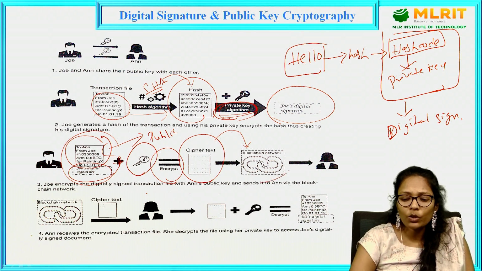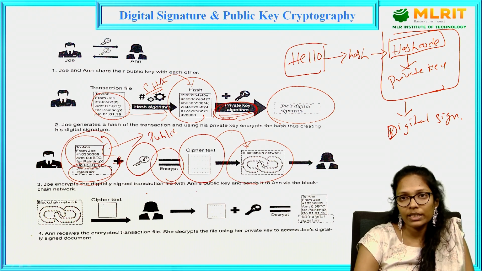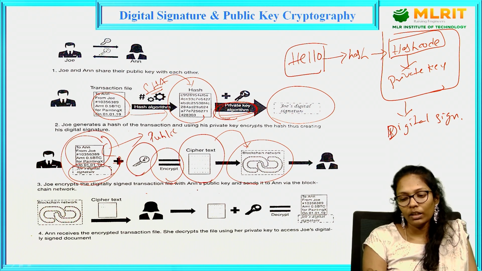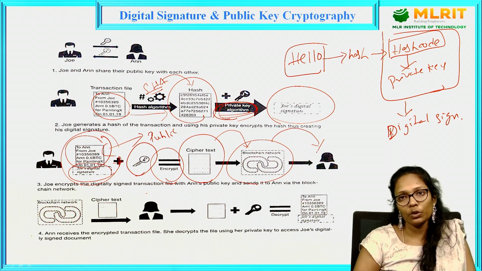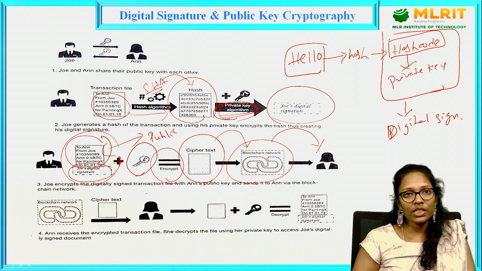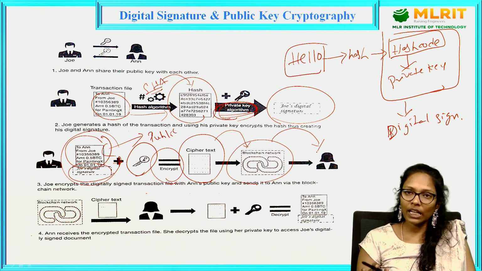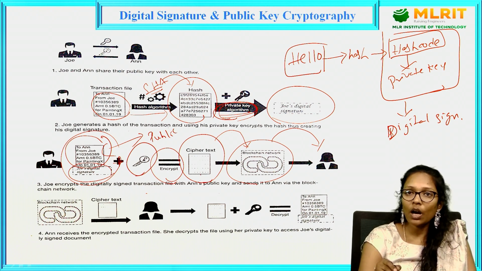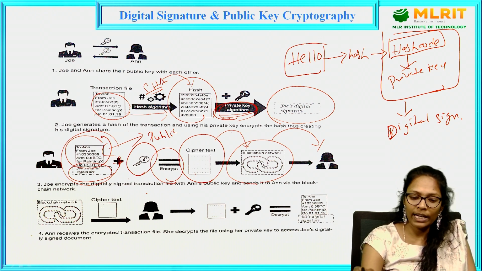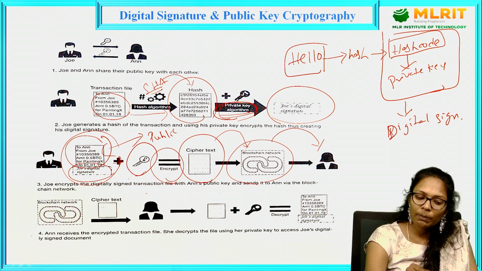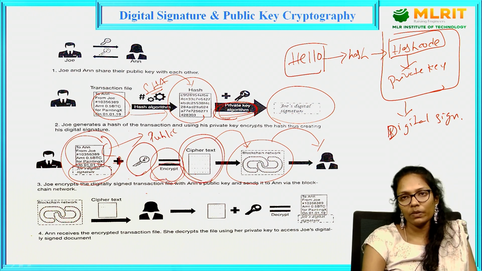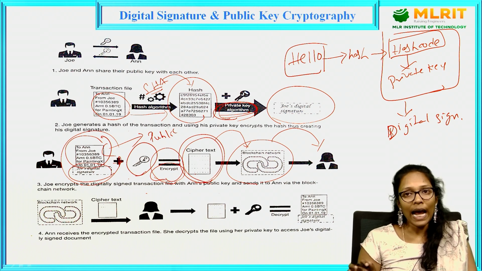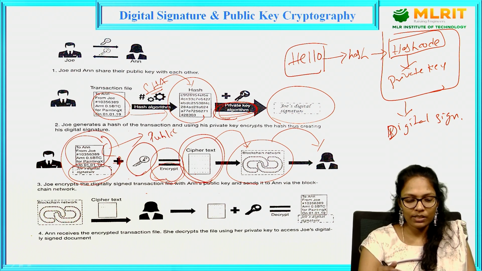So what will this blockchain network do? It will verify whether the transaction is a valid transaction or not, right? After verifying, if it is a valid transaction, that transaction data will be sent to Anne. So what is Anne receiving here? She is receiving a ciphertext. How is that ciphertext generated? The ciphertext is generated using the public key of Anne and the transaction data plus digital signature. For all these, if I apply encryption, then the ciphertext will be generated. Then how will Anne decrypt the ciphertext? That is the next step.